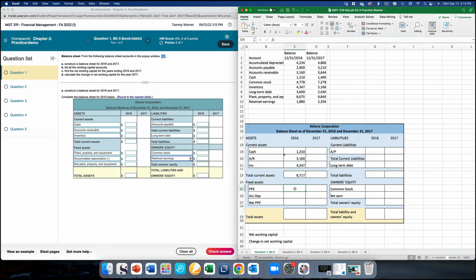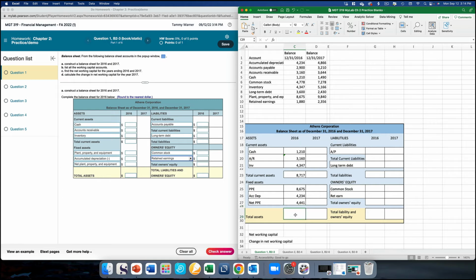And again, you go up and get the values for property, plant, and equipment. And then our accumulated depreciation is 4234. So the net value of our property, plant, and equipment is going to be this value. We could call that the gross property, plant, and equipment, and then subtract accumulated depreciation. That gives us our net property, plant, and equipment.